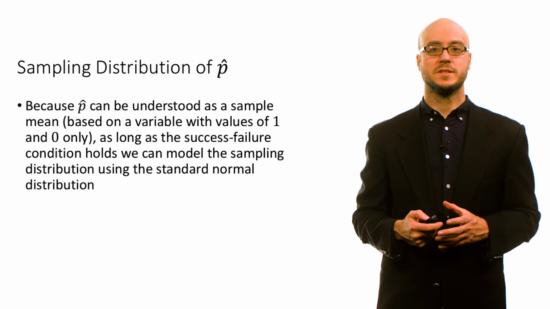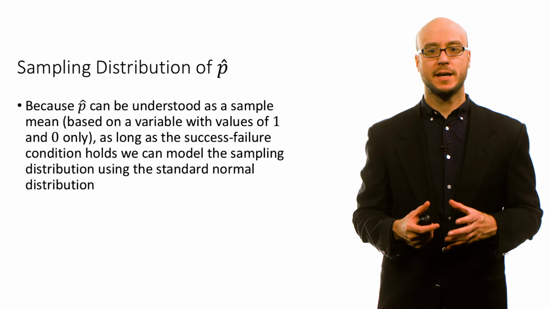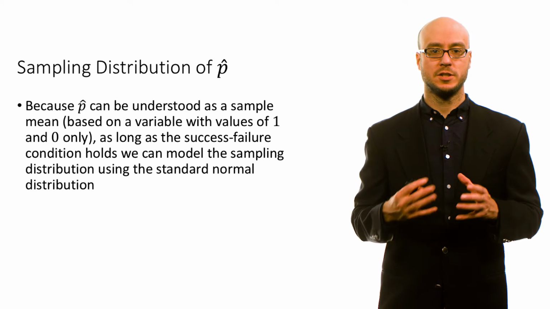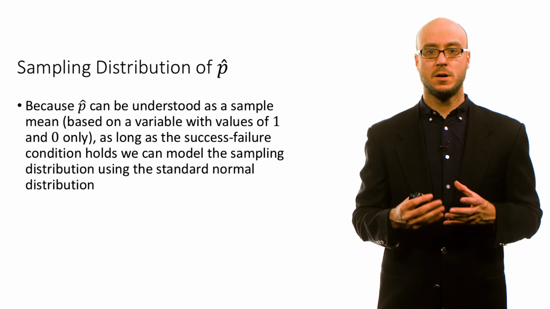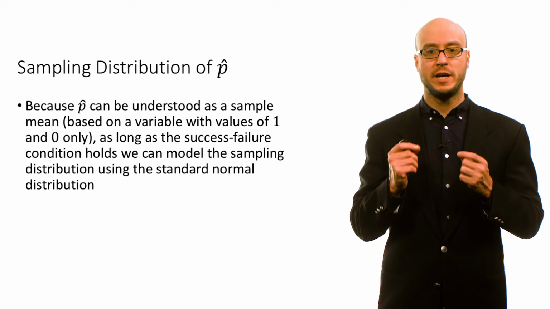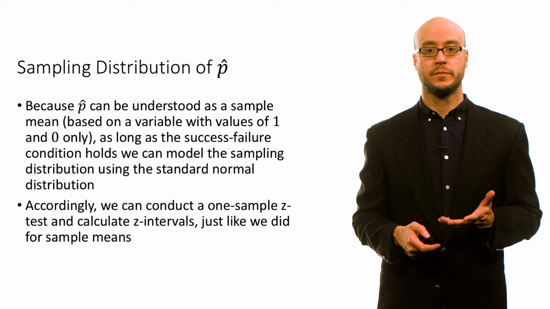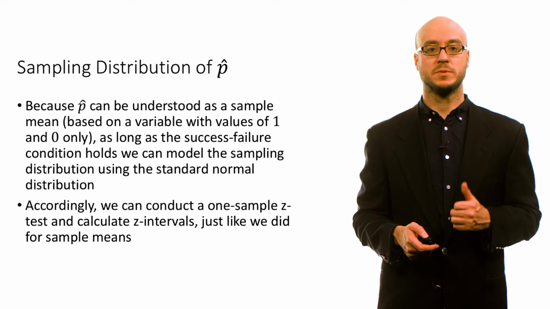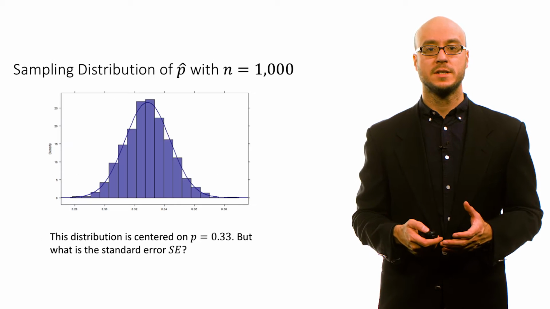We just learned about the sampling distribution of p hat, the sample proportion. Because p hat can be understood as a sample mean, assuming that we're working with a variable with values of 1 and 0 only, and as long as the success-failure condition holds, we can model the sampling distribution using the standard normal model. Accordingly, we can conduct a one-sample z-test and calculate z-intervals, just like we did for sample means.